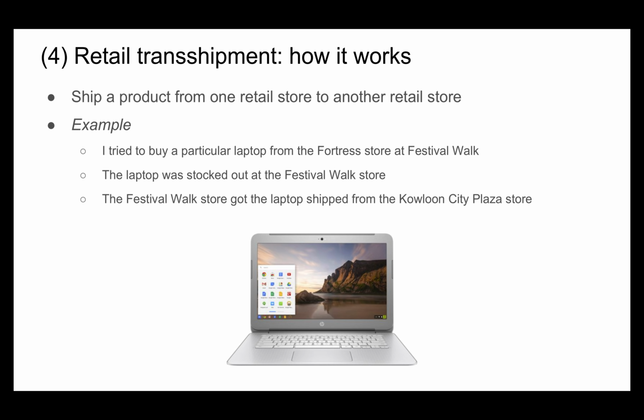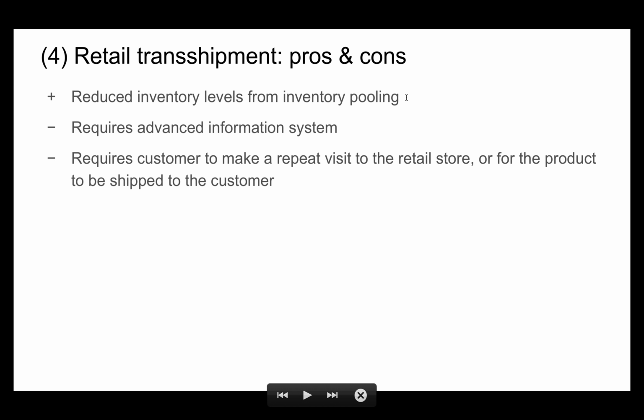So basically, you can use a retail transshipment strategy to satisfy demand at one store using inventory from another store. And this is what is called inventory pooling. By using inventory pooling, the retail transshipment strategy can reduce inventory levels. However, as I mentioned, it requires an advanced information system because you need to be able to check the inventory levels at every other store to find the products that are stocked out in your own store. It also causes a little bit more trouble for the customer, who has to come back, or perhaps for the company, because they have to ship products to the consumers.